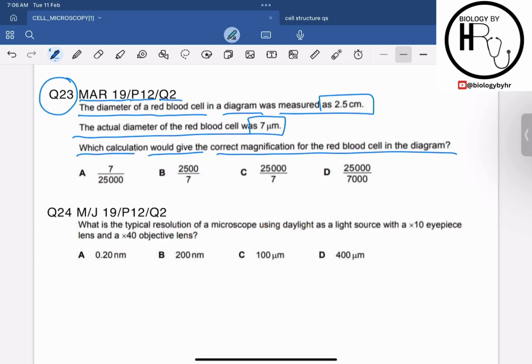We know that as the actual diameter is in micrometers, we have to convert the centimeters into micrometers. So centimeters to millimeters, and then from millimeters to micrometers. We go from centimeters to millimeters by multiplying by 10, and millimeters to micrometers by multiplying by 1000. Hence the correct answer here would be 25,000 divided by 7, which is option C.